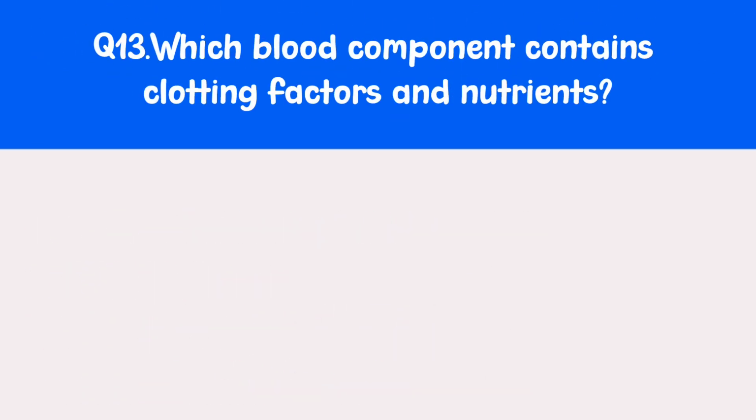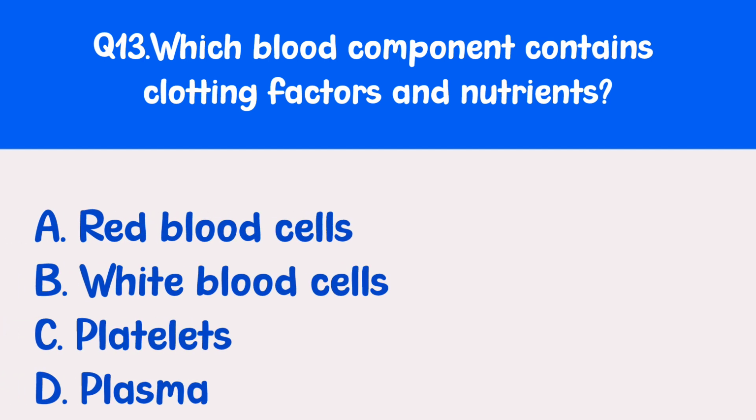Question number 13. Which blood component contains the clotting factors and nutrients? A. Red blood cells, B. White blood cells, C. Platelets, and D. Plasma. Our answer here should be D, plasma, because plasma is the fluid portion of the blood that transports hormones, nutrients, waste products, and clotting protein.